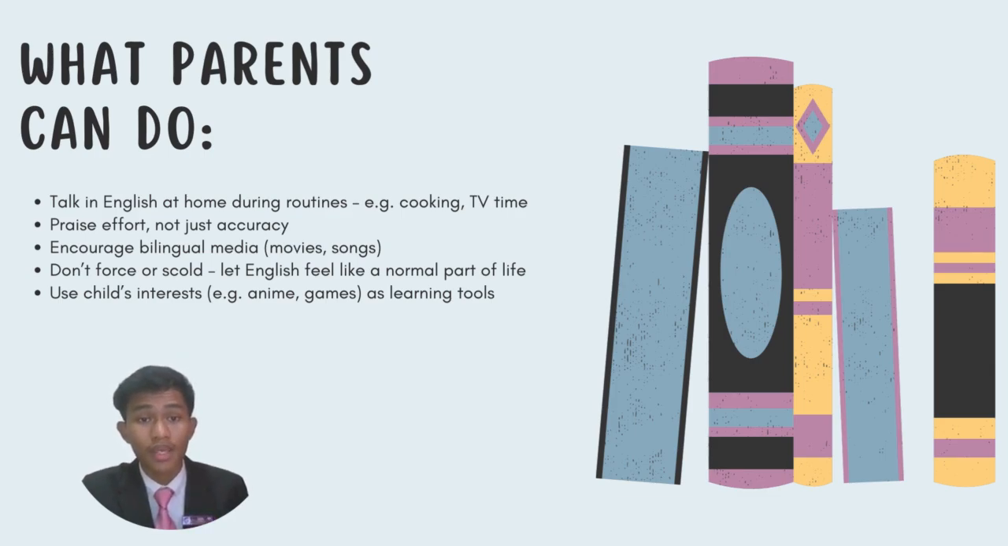Moreover, they can also watch English shows with their children and ask simple questions about what they see. They can play English songs at home or encourage children to sing along. Most importantly, parents should never punish or scold a child for making mistakes in English, because they should praise effort. Even if it is small, they should praise the child's effort, show interest, and let English feel like something natural and enjoyable.